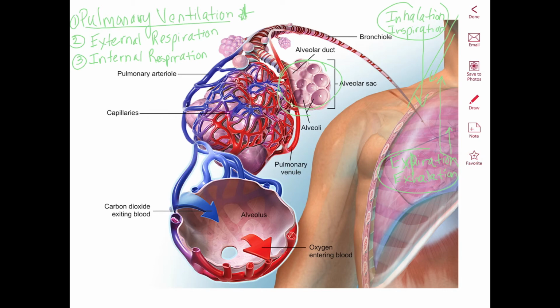Due to the pressure differences, oxygen moves out of the alveoli and into the capillaries, and carbon dioxide moves in the opposite direction. This process right here is known as external respiration. And the third step of respiration is known as internal respiration, which occurs when oxygen carried in the bloodstream diffuses into the surrounding body cells, and carbon dioxide moves from the cells into the bloodstream.